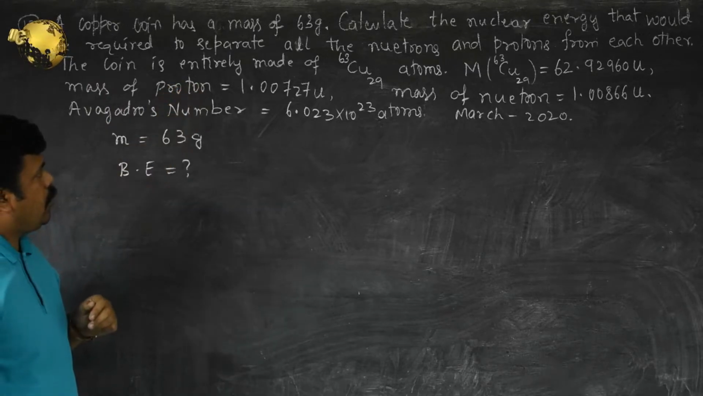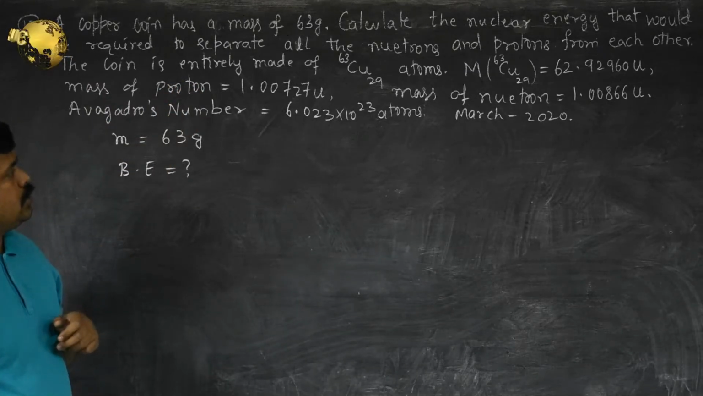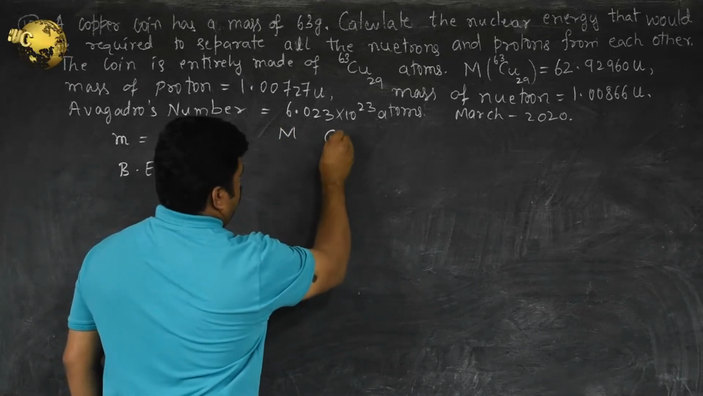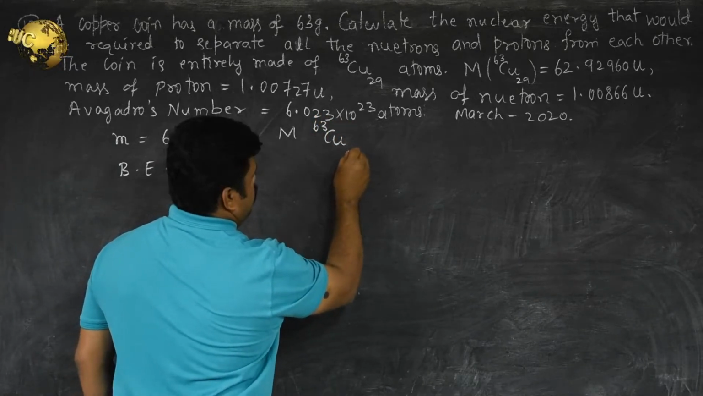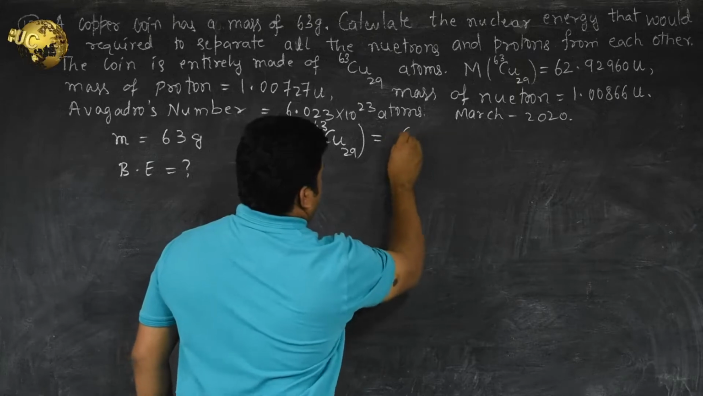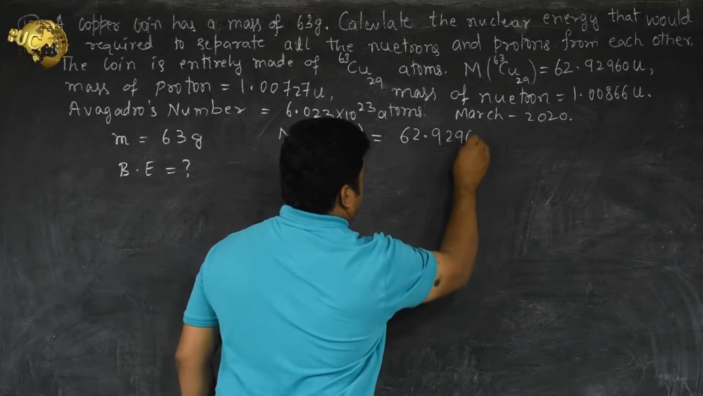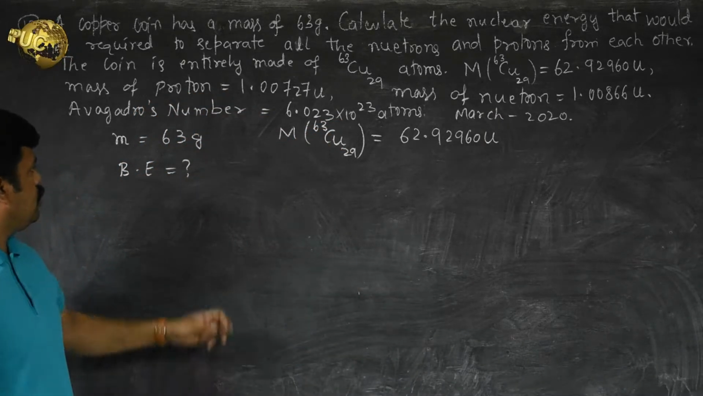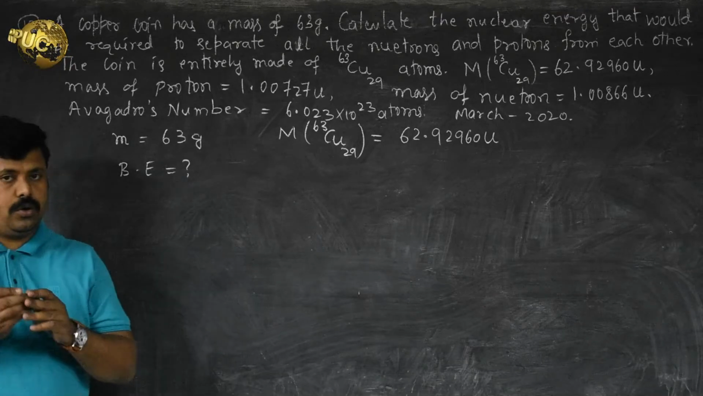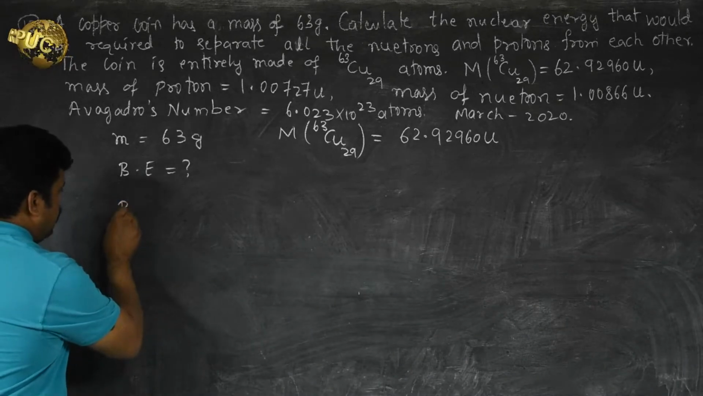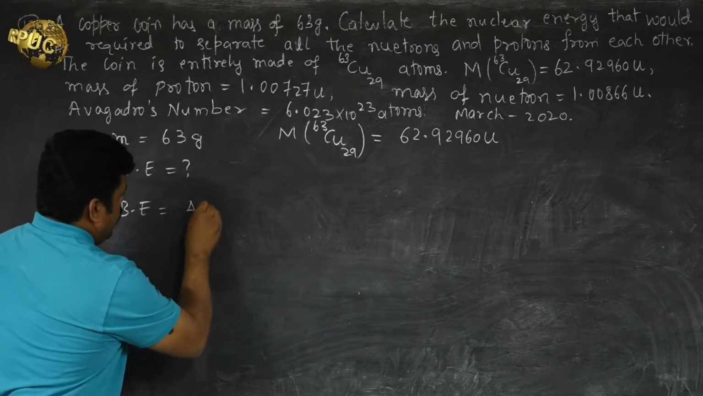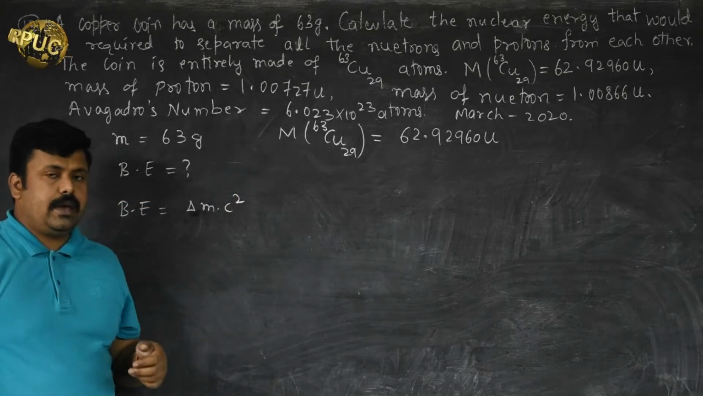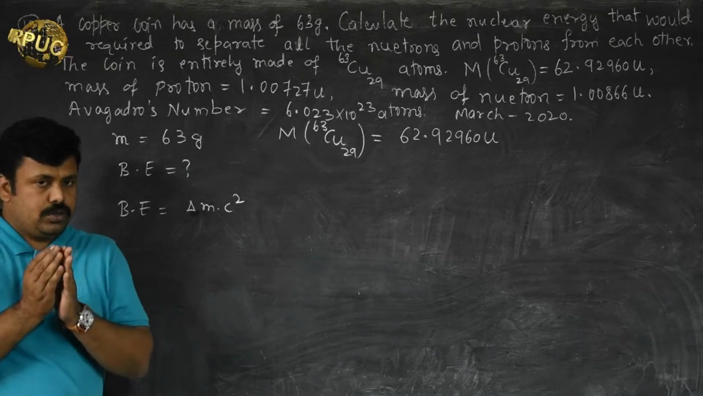The coin is entirely made up of copper atoms. So the given mass of copper is 62.92960 u, and the other values are the mass of proton, mass of neutron, and the Avogadro number. Okay, binding energy, as we know, is delta M into c squared. So we will find out delta M, and that is done with the binding energy.